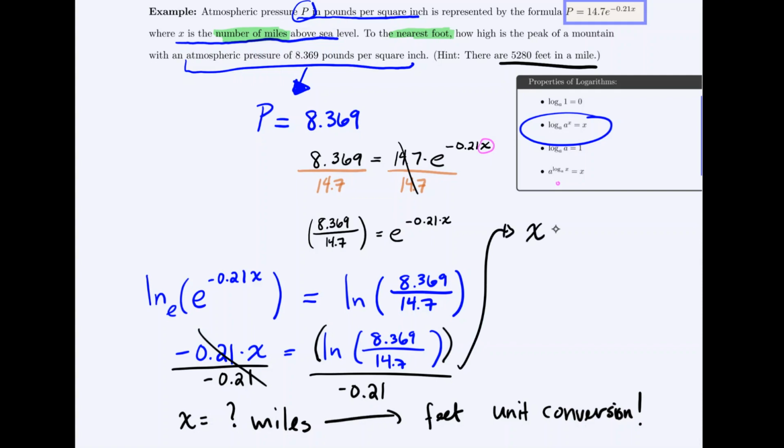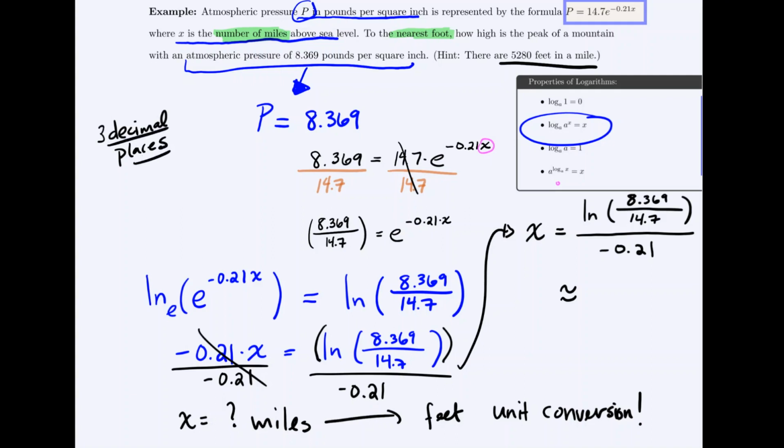So that gives us x is exactly equal to the natural log of 8.369, all divided by 14.7, which is all divided by negative 0.21. At this point, x is fully simplified on its side. Now we would need to get our calculator, and let's round this again to 3 decimal places, and just follow the rounding instructions for the quiz and the exams in Canvas. So x is equal to, equivalently, or approximately.